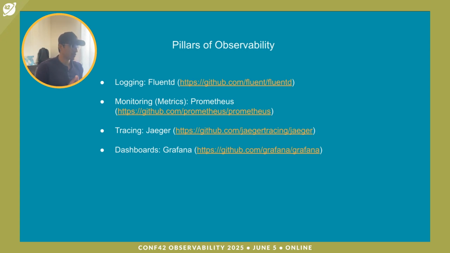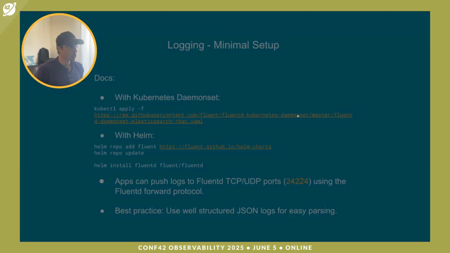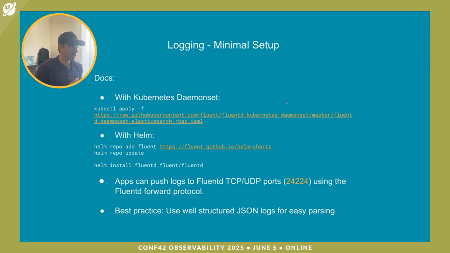Coming to tracing, we have a tool called Jaeger. I could also find other tools like OpenTelemetry, but Jaeger is one of the easiest to set up, especially for smaller teams. And finally, coming to dashboards, Grafana is arguably one of the most used open source tools for setting up dashboards for your observability stack. Now we are going to look at how to set up each and every one of these components in your stack with the minimum amount of steps.